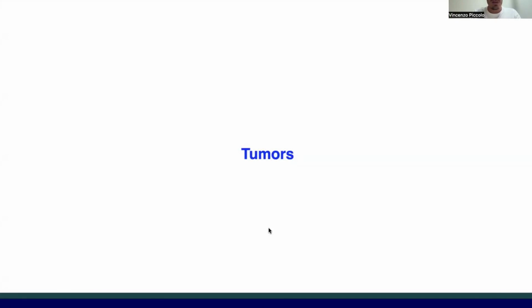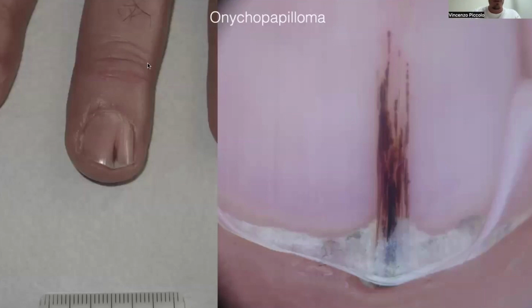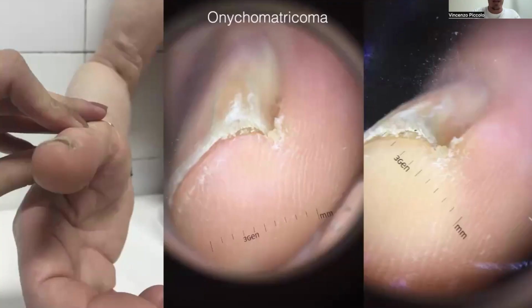And finally, the tumors. Tumors represent a very large group of conditions of the nail, but here I'm going to show you some pictures of the most common ones. First of all, the onychopapilloma, that is characterized by the presence of this thin erythronychia of the nail associated with some hemorrhage and a very small subungual hyperkeratosis. This is a benign tumor of the nail matrix, and its proliferation can provoke the alteration of the nail plate, like in this case.